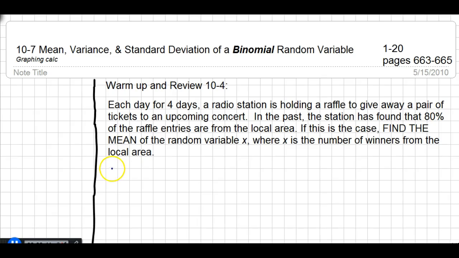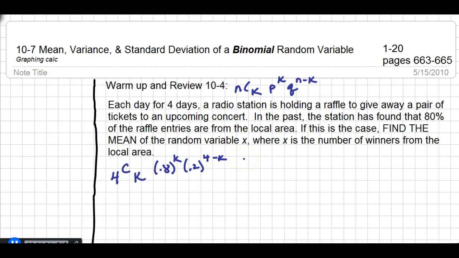So we're going to use n choose k times the probability of success to the k times the complement of that, which is the probability of failure, to the n minus k. So we just have to find all the different parts here. We've got 4 days, so that's 4 trials. And our number of successes is going to vary from 0 to 4. Probability of success is 80% that it's from the local area and 20% that it isn't.